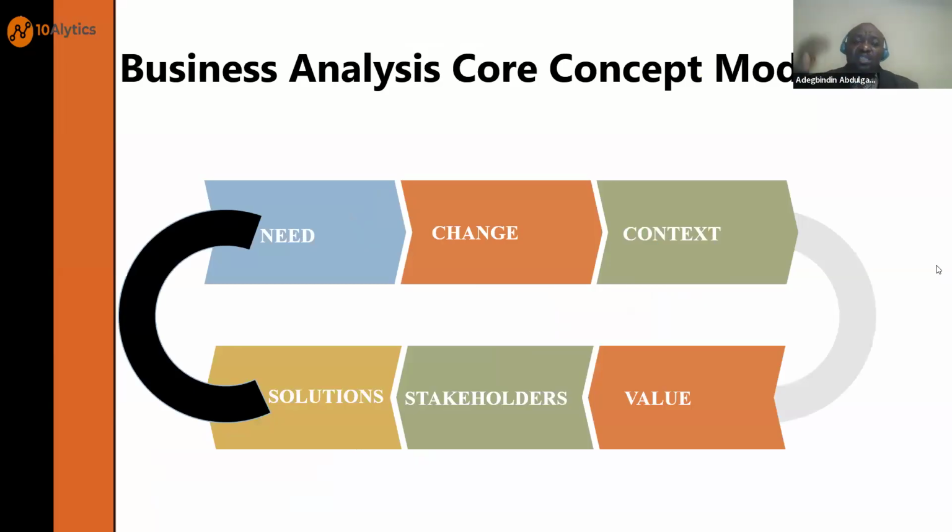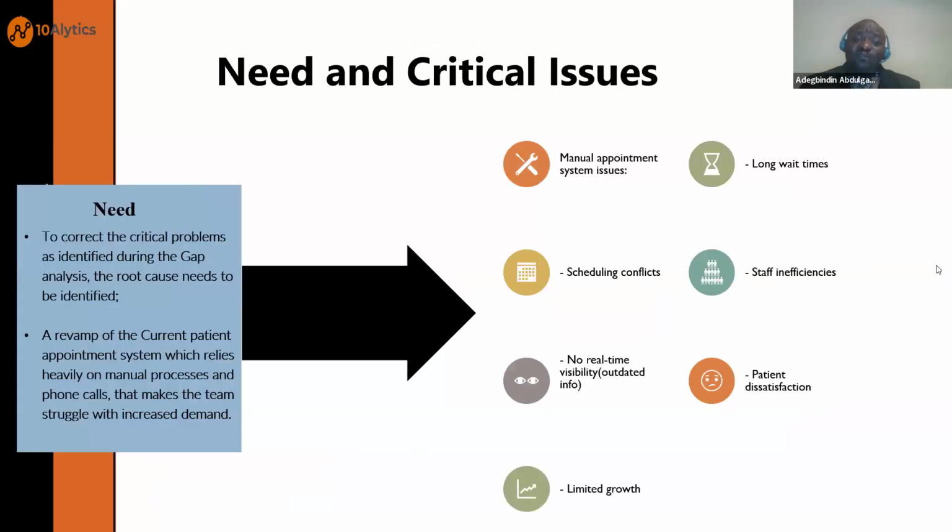So this is just to take you through what the business analysis core concept model is. It consists of 6 areas. You need to understand the need. What change are you bringing, in what context, what solutions, and who are the stakeholders? Then finally, which is very important, what value will come from all of this?